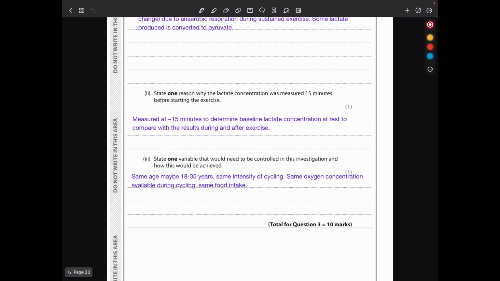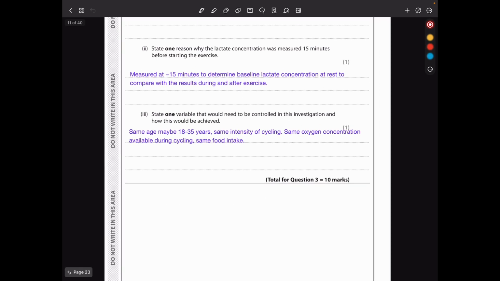Then state one reason why the lactate concentration was measured 15 minutes before exercise. This is to get a baseline of the lactate concentration at rest so that we can compare that with the results when they are at peak activity or during exercise.